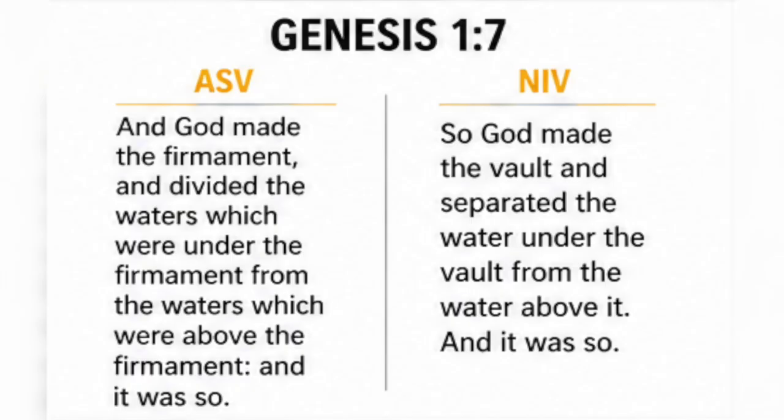Genesis 1:7, ASV. And God made the firmament and divided the waters which were under the firmament from the waters which were above the firmament, and it was so. NIV: So God made the world and separated the water under the world from the water above it, and it was so. Key differences. First, firmament versus world again. ASV firmament, NIV world.